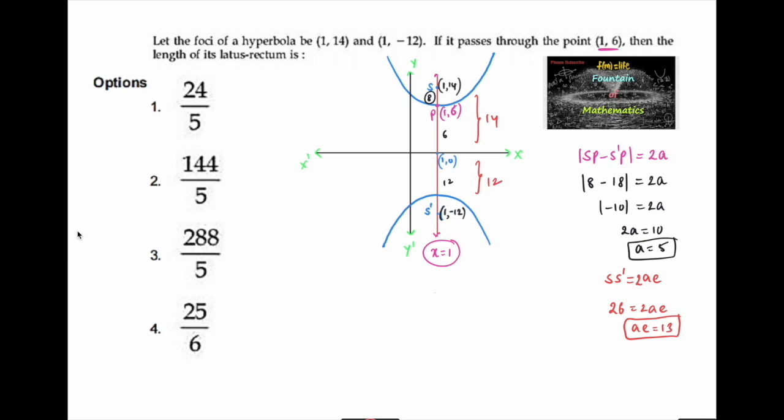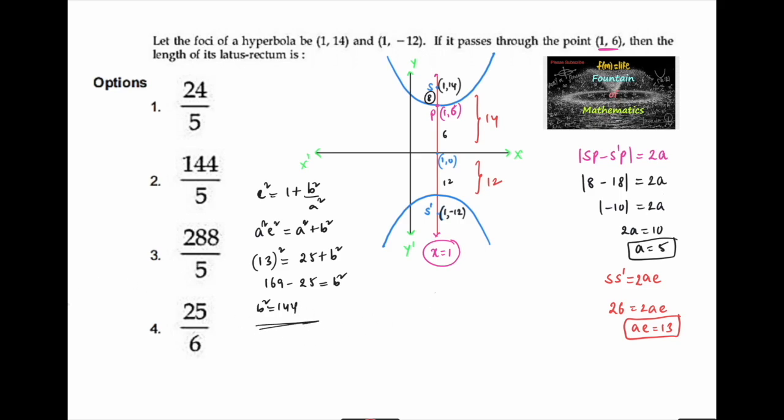So then we know the relation E square is equal to 1 plus B square upon A square. Or also we can write A square E square is equal to A square plus B square. So A square E square is equal to 13 square. We can write 13 square is equal to A square, value is 5 square, 25, plus B square, that is 169 minus 25, which is equal to B square. So B square is equal to 144.